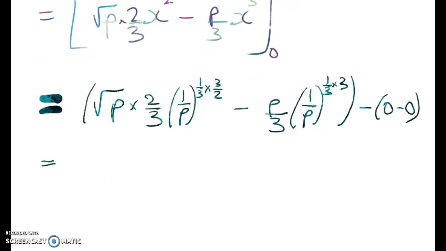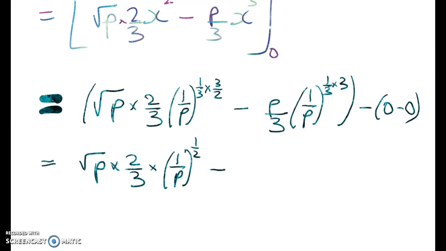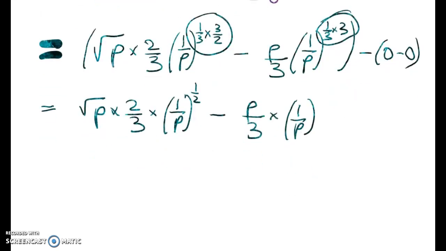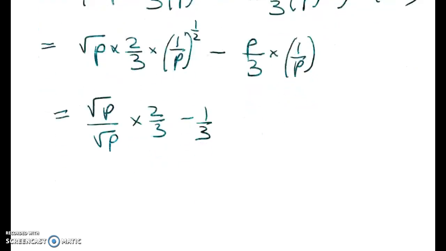Right, now we've just got a bit of cleanup to do. Root p times 2/3 times 1 over p to the power of 1/2. Right, sorting this out. And here we get p over 3 times 1 over p, since this is 1. Finally, we get root p over root p times 2/3 minus 1/3, which is 1/3 as required.